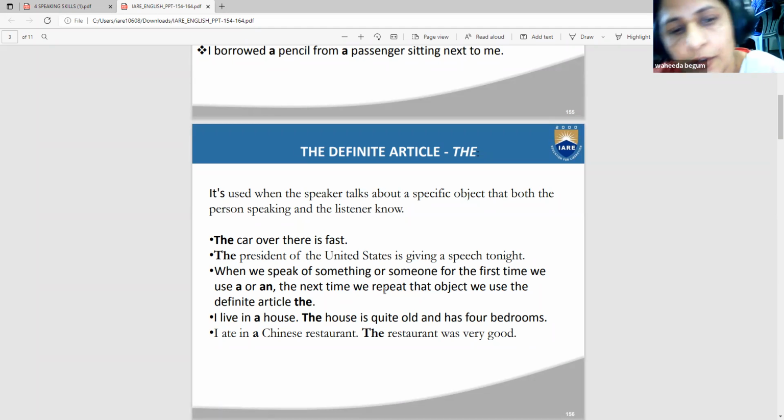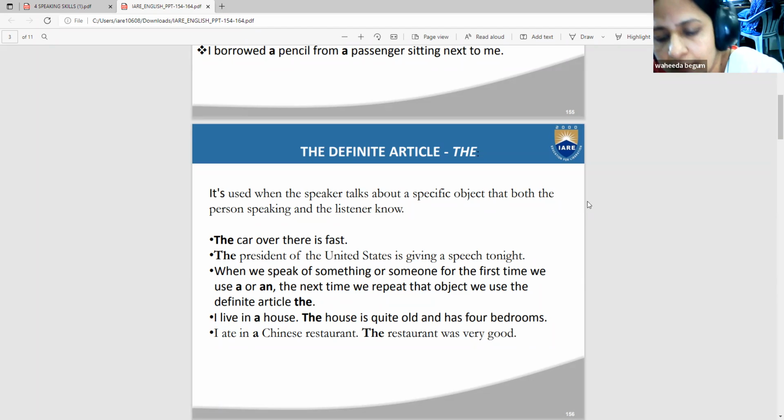The President of the United States is giving a speech tonight. Who are we talking about? The President. Of which country? Of the United States. We are talking about the President, a specific person. When we speak of something or someone for the first time, we use a or an. The next time we repeat that object, we use the definite article the.